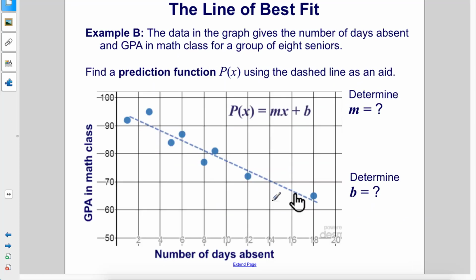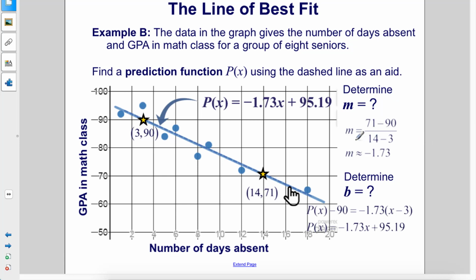Example B. The data in the graph gives the number of days absent and GPA in math class for a group of 8 seniors. Find a prediction function p(x) using the dashed line as an aid. So remember, p(x) equals mx plus b. So we just need to solve for the slope and the y-intercept. So first, we'll do slope, then y-intercept.